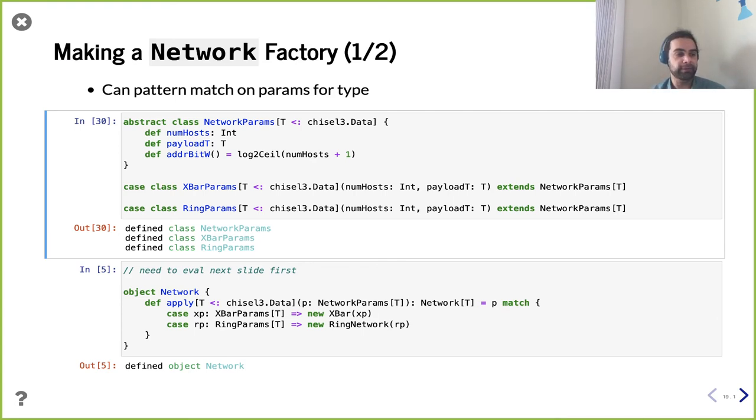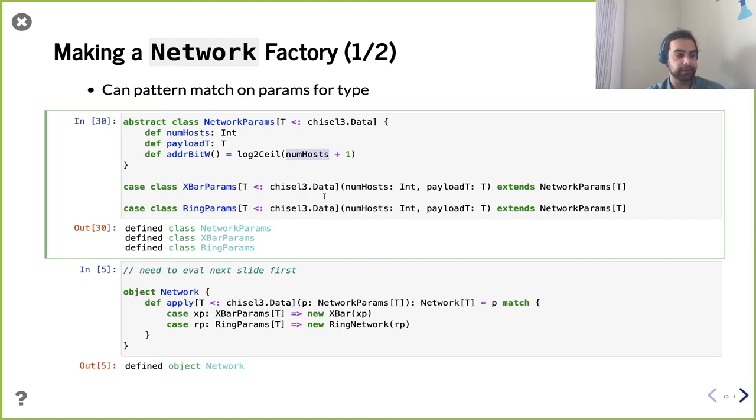One way of doing that might be a little bit of pattern matching based on case classes. So what I can say, for example, is maybe I'll tweak my parameters to be an abstract class. It has the same fields as before, but because they're abstract, they aren't even defined, right? There's a number of hosts, there's a payload, and there's the address bit width, which is calculated based on number of hosts, but remember, it doesn't even know number of hosts yet.